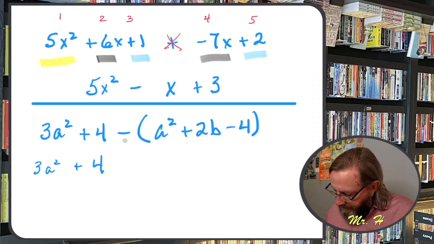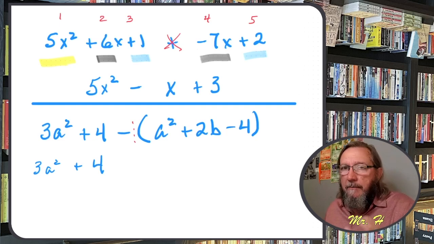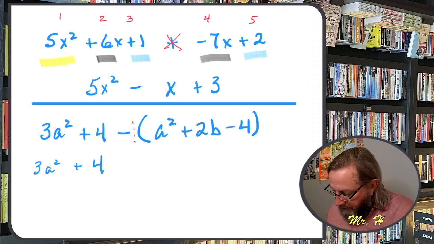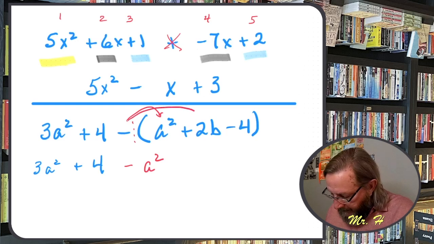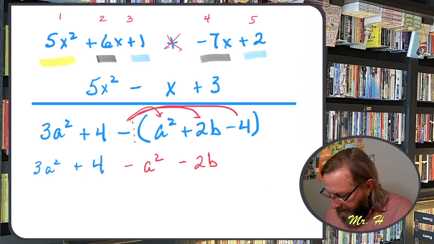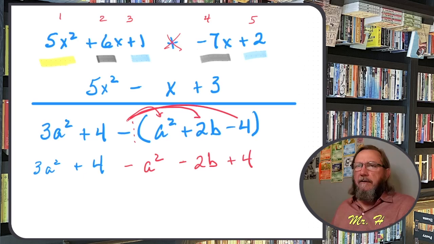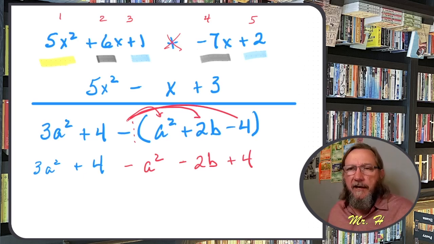This is like having a negative 1 out in front. So that's something we're going to have to distribute. If it's just a positive 1, we don't have to worry about it. But a negative 1 has to be distributed. So watch and remember what the negative 1 is going to do. It's going to flip all of the signs inside the parentheses. Negative 1 times a squared, minus a squared. Negative 1 times 2b, negative 2b. Negative 1 times negative 4, positive 4. Critical to your being able to work these problems accurately is being able to multiply, divide, add, and subtract integers properly.